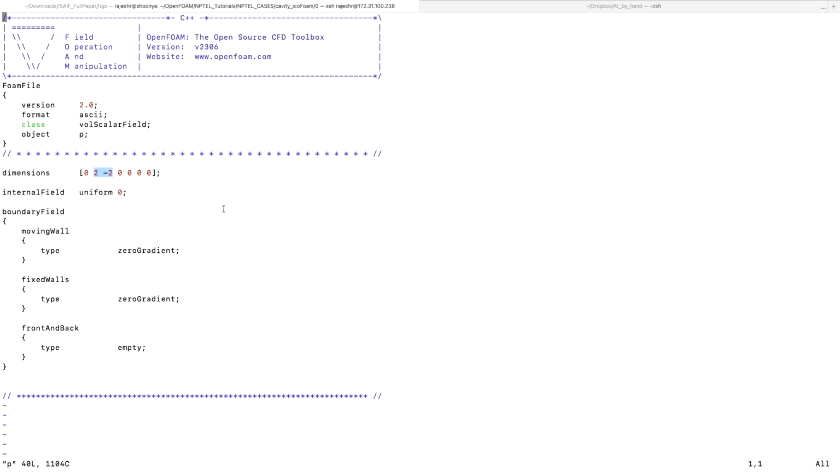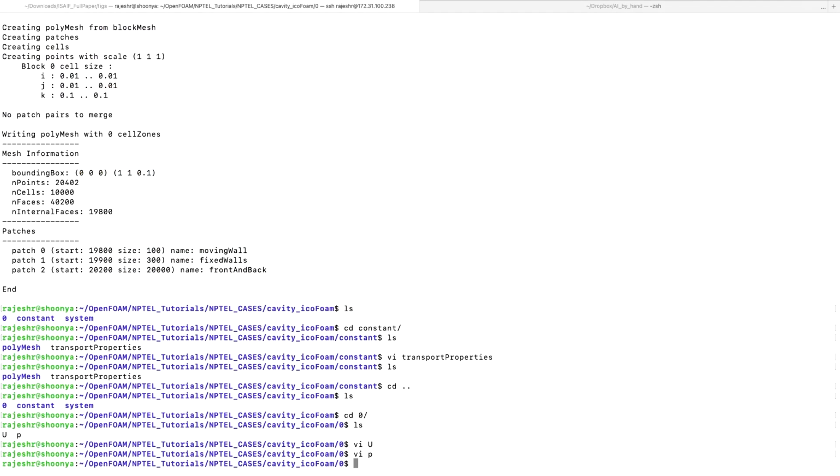This is a mistake many people make, that in OpenFOAM they try to give the value of pressure, rather you need to give the value of pressure by density here. Similarly, as we saw in the transport properties, you do not give the value mu, you give the value of nu, which is mu by rho, right. And as we discussed, on the wall you can get the pressure by using a Neumann condition. So, just the zero gradient on both the walls, moving wall as well as fixed wall, and front and back as empty, right.